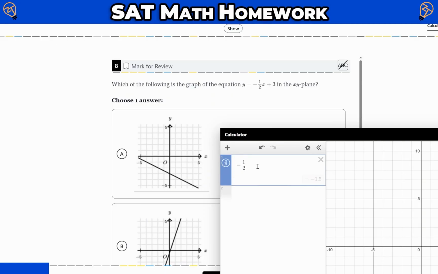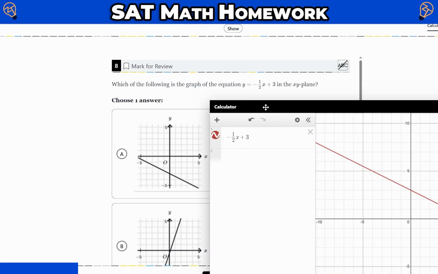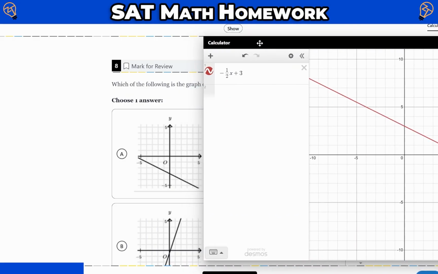You could just do -1/2 x. I used the / for doing the fraction bar. You could do the division key in the keyboard in the lower left corner if you want. We'll do +3. And then we're going to look for which of these graphs looks like that.